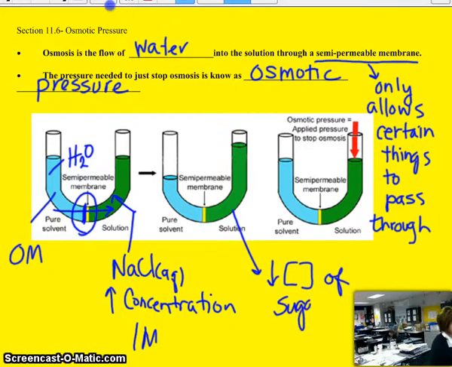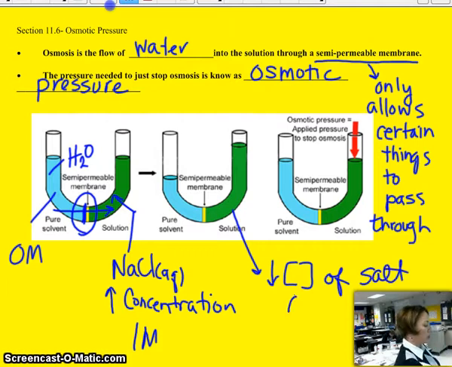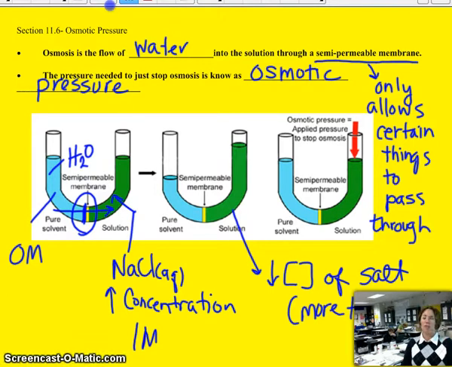Oh, it was salt, not sugar, right? And the reason there's a decreased concentration is because now it's more dilute. There's more water. Okay? But still, it's going to be greater than 0. That will continue to happen. That water will completely leave this side and enter this side unless we stop it. And the pressure we need to stop it, we could apply pressure to the surface to stop the flow of water, is known as osmotic pressure.